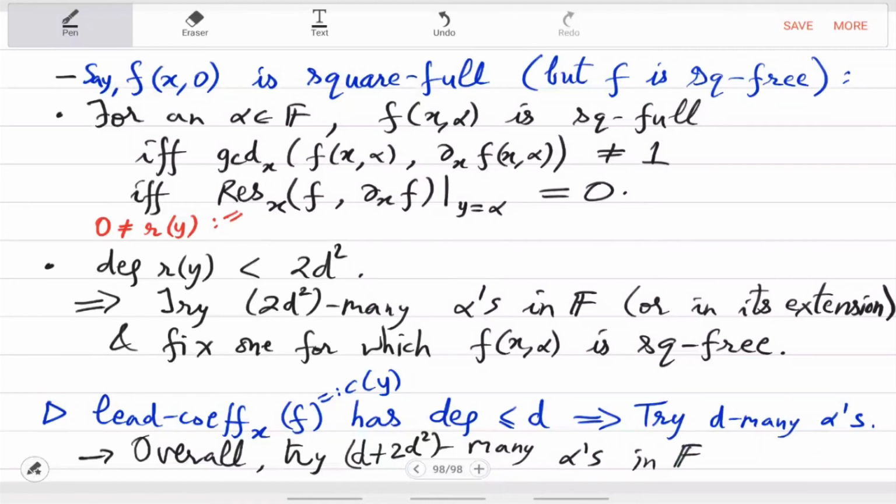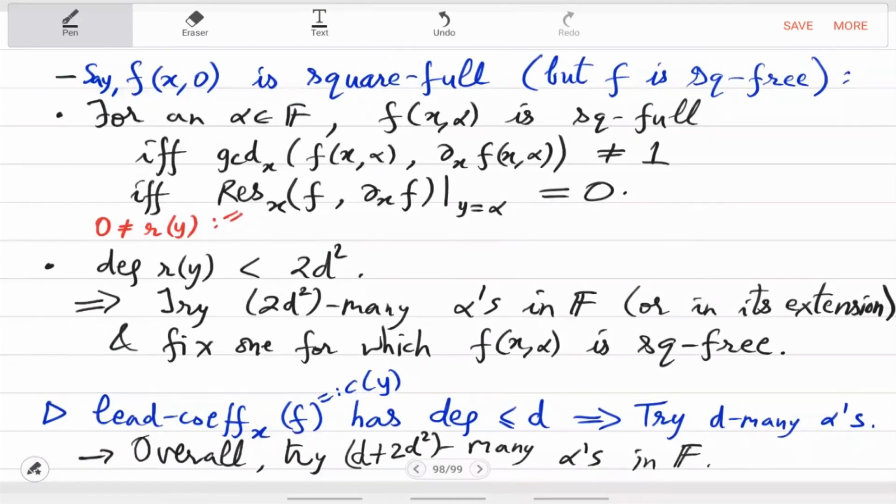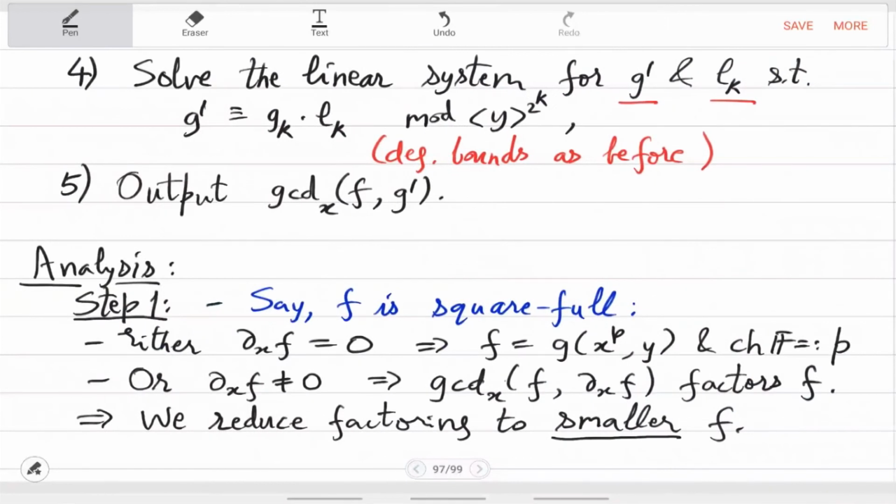Okay, so this completely describes step 1. So now let us move to the most interesting part of this, which is step 4. Step 4 gives a good G prime. No matter what G prime you pick from the linear system solver, it will work.